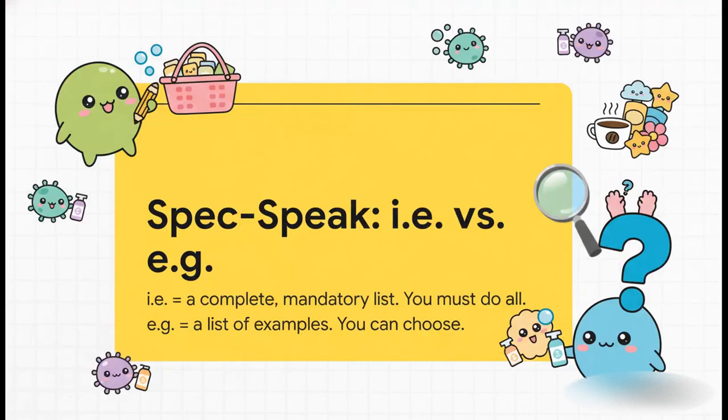Okay, pay attention, because this right here is like a secret weapon for your entire course. It's understanding the difference between IE and EG. It seems small, but it's huge. Think of EG as standing for example. The spec is just giving you suggestions, right? You can choose from them. But IE, that means in other words, and it signals a mandatory complete list. If you see IE, you have to cover every single thing.